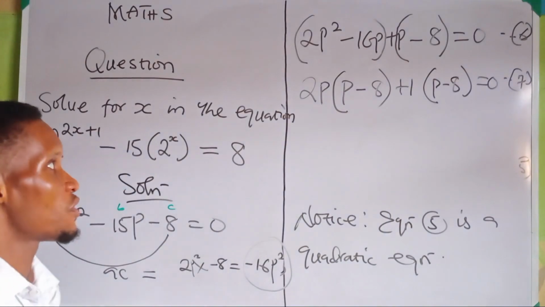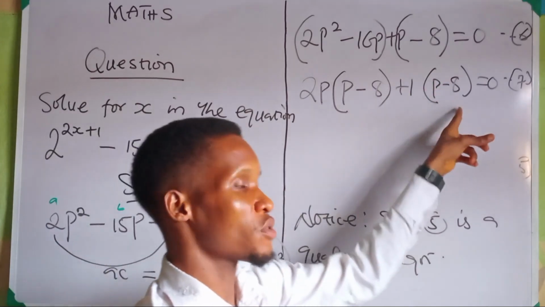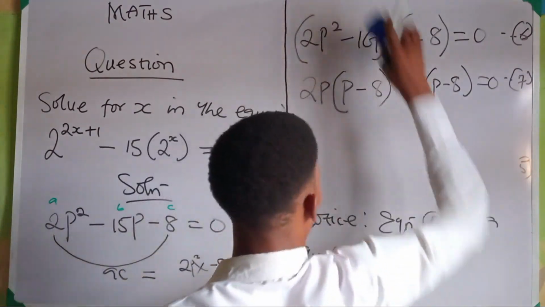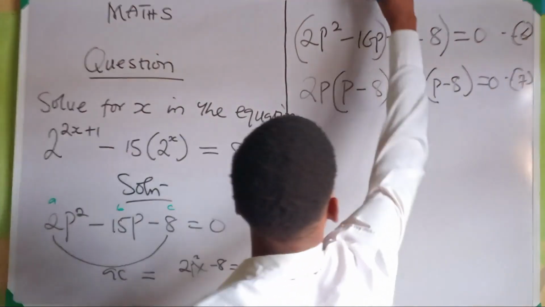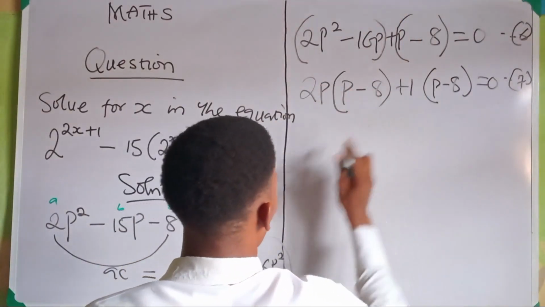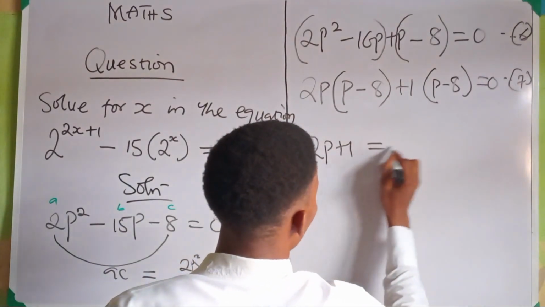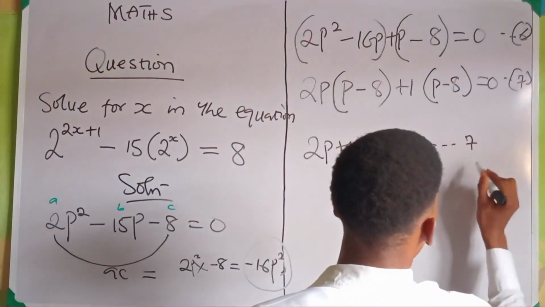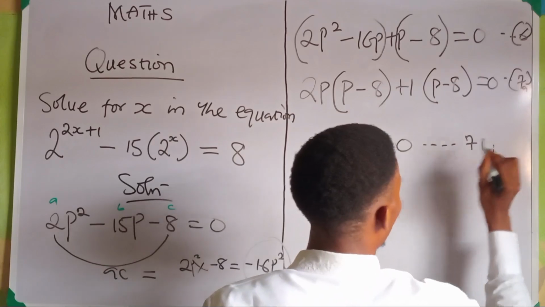You can now notice that what we have in this bracket is the same as what is in the other bracket, which means we are going to collect one of the figures there. So we are going to take this 2p plus 1. 2p plus 1 is equal to what? 0. This is equation 7. This is equation 7a. This is equation 7bi.